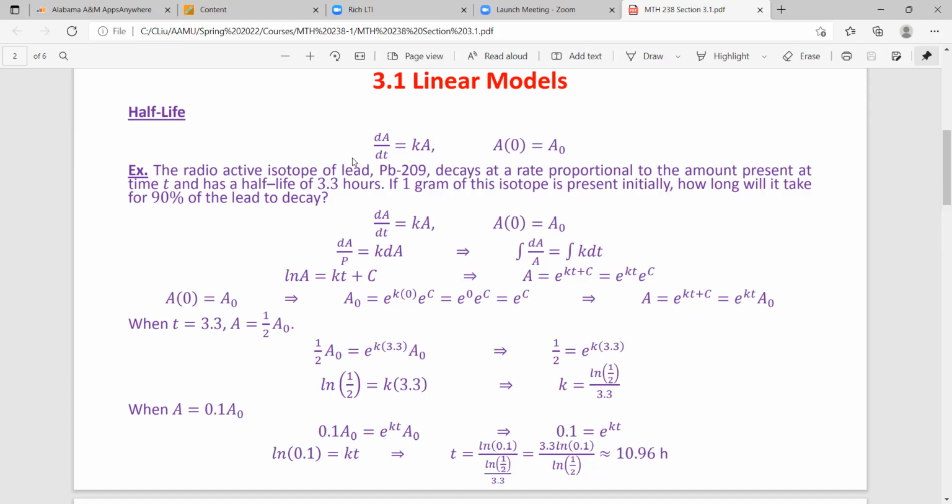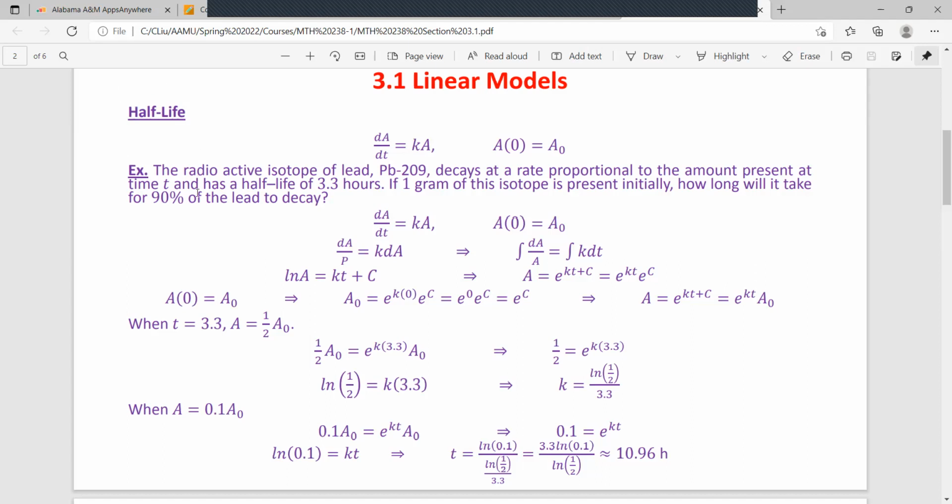Does it make sense? For the isotope, it always takes the same amount of time to decay to half amount if you measure the amount of the isotope at any time. It really doesn't matter when you measure it. It takes the same amount of time to decay to the half amount. Is it clear? All right. So that's the half-life, and it's an important concept.